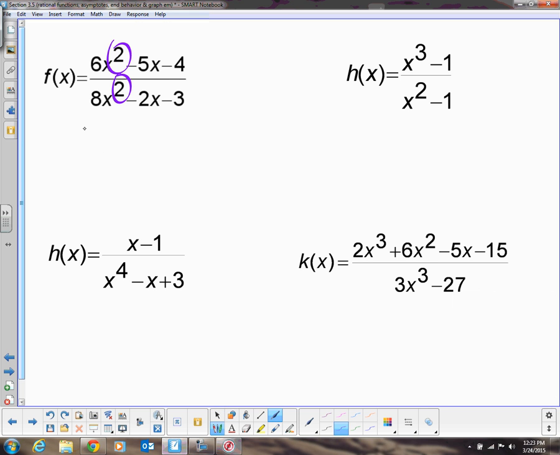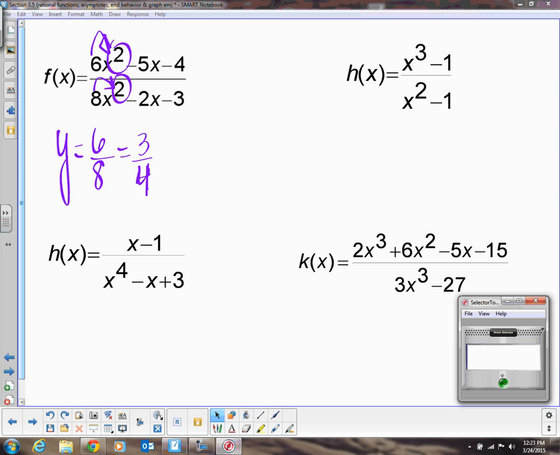Delaney? So it's going to be y equals, what is A? Leading coefficient? 6 over? Leading coefficient of the numerator is the coefficient in front of the highest degree. Leading coefficient of the denominator. There you go. Now what does that reduce to? Right. So your horizontal asymptote is y equals 3/4.